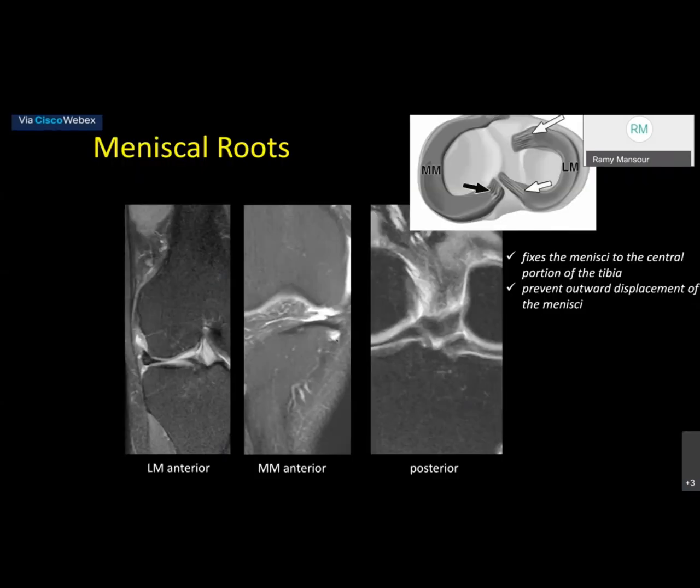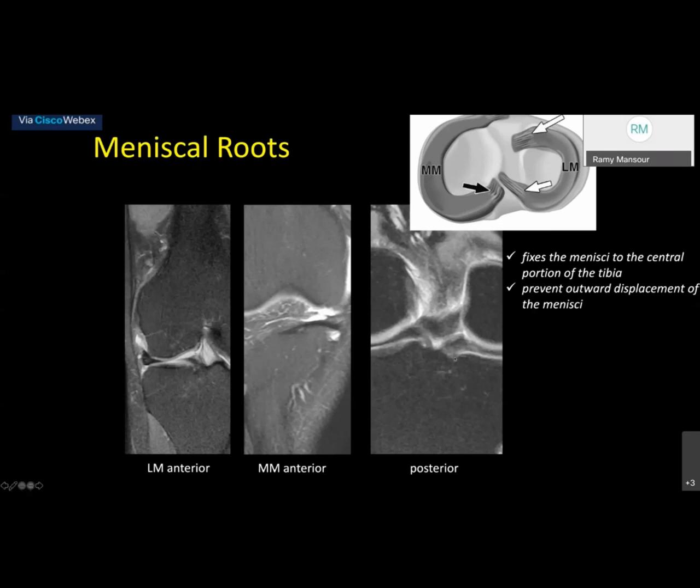We'll start with the main attachment of the meniscus, which we call the meniscal roots. They fix the meniscus to the tibia, and they are central, and they prevent outward displacement of the menisci. There are two pairs of them, anterior and posterior. The anterior one inserts in the most anterior part of the tibia, and you can see it here in the coronal images. This is the anterior root of the lateral meniscus. And they are attached very close to the tibial spine.